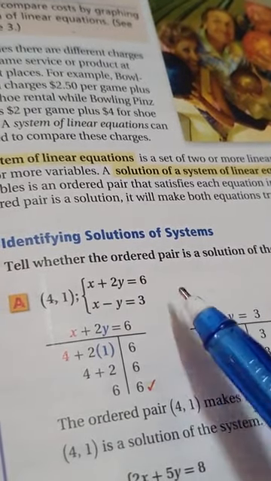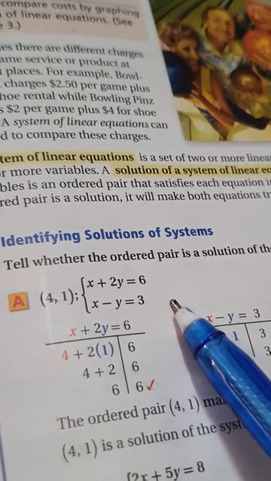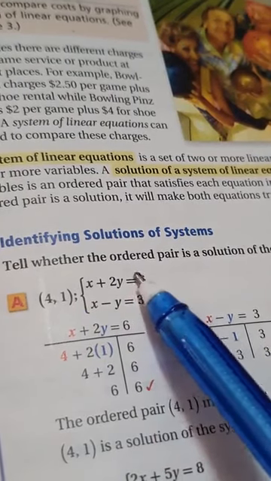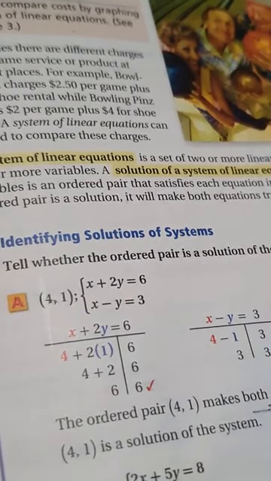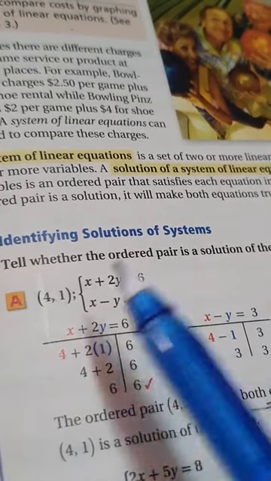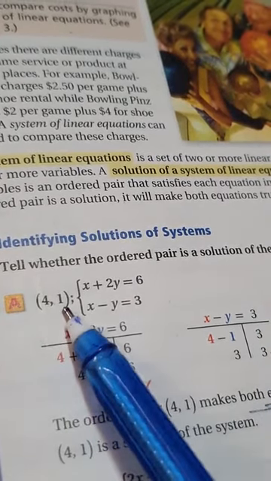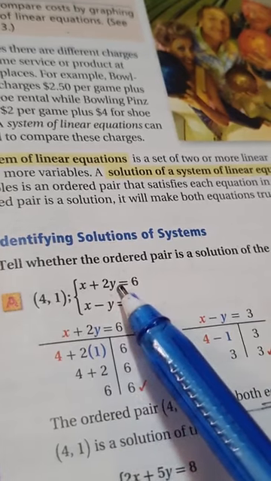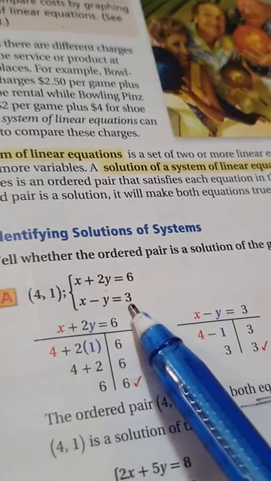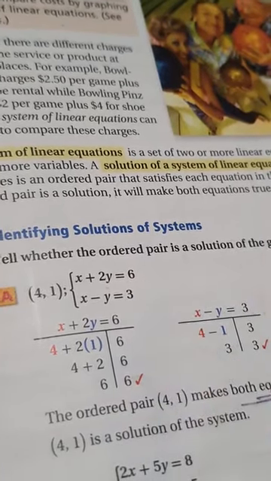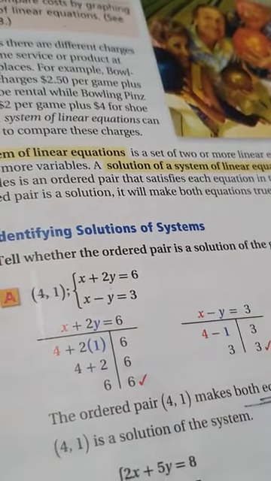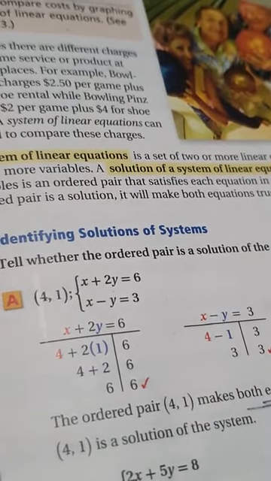Here, this is the kind of question we are going to be learning today. Tell whether the ordered pair is a solution of the given system. Okay, so this is the ordered pair which is given, and this is one of the linear equations and this is another of the linear equations. So first let me name them 1 and 2 so that it will be clear for you. As I don't have the book page, I'm just writing it down here.